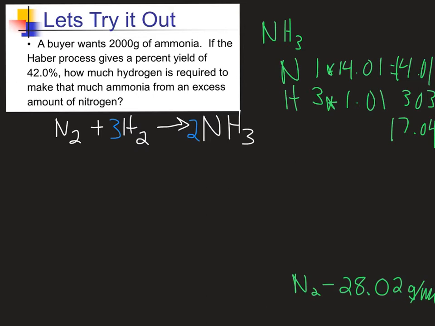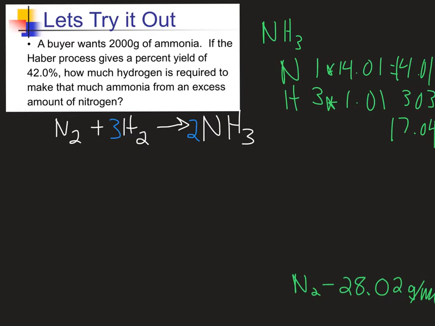Now, when it comes to this next step, it's where do I go with this? Because the 2,000 grams of ammonia, is that my actual or is that my theoretical? And it's hard to distinguish that. If you want to buy something, do you want to buy the theoretical amount or do you want to buy an actual amount? Actually take home a certain amount. So the 2,000 becomes that, how much do I actually want to buy?